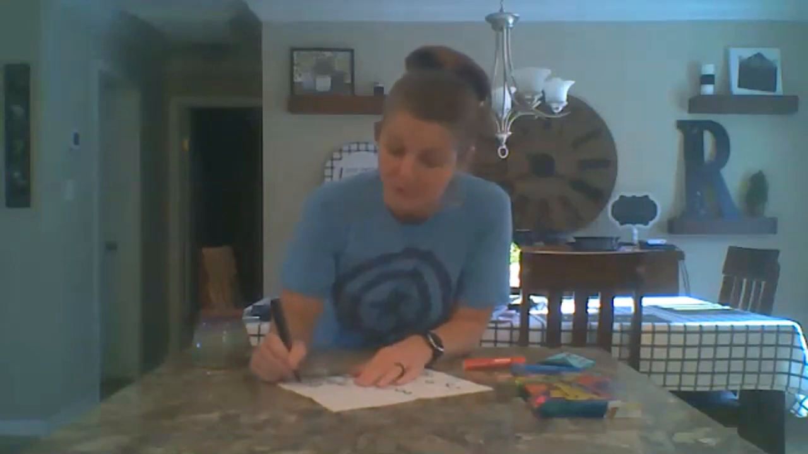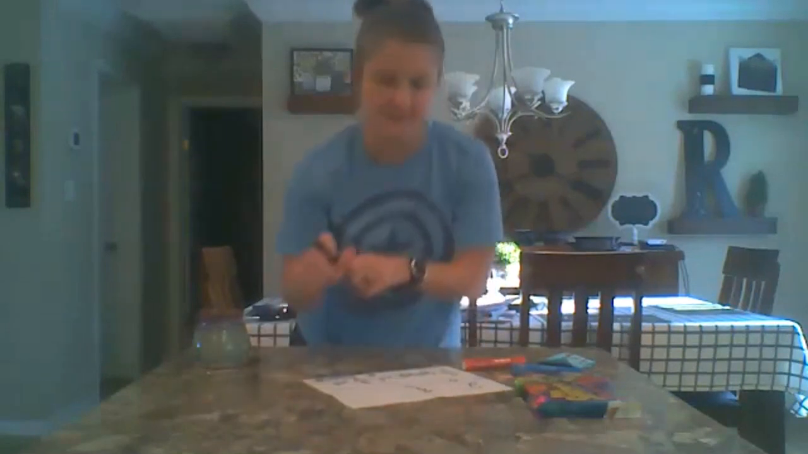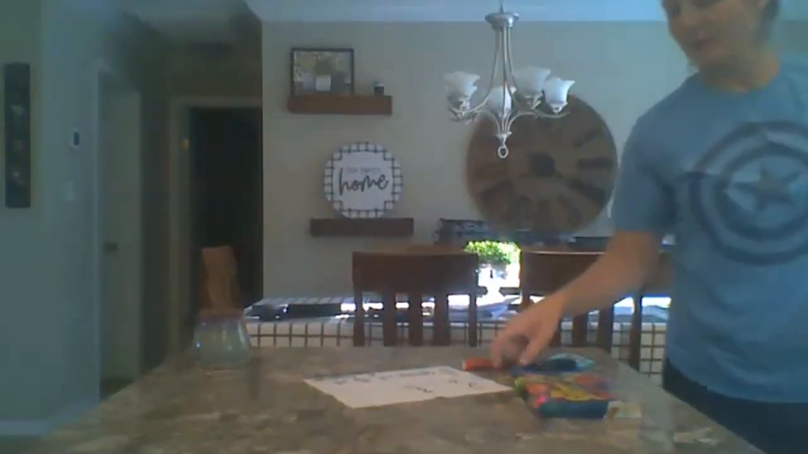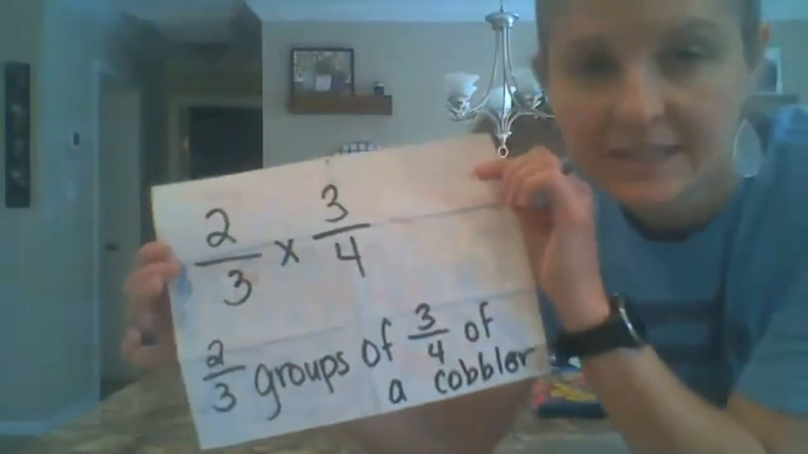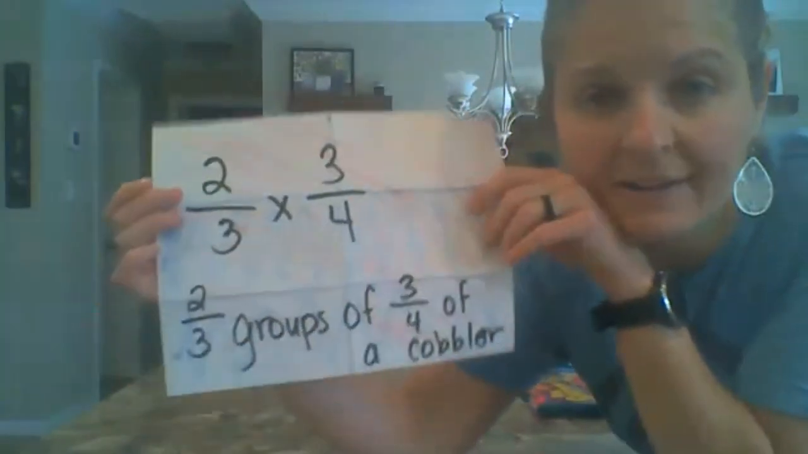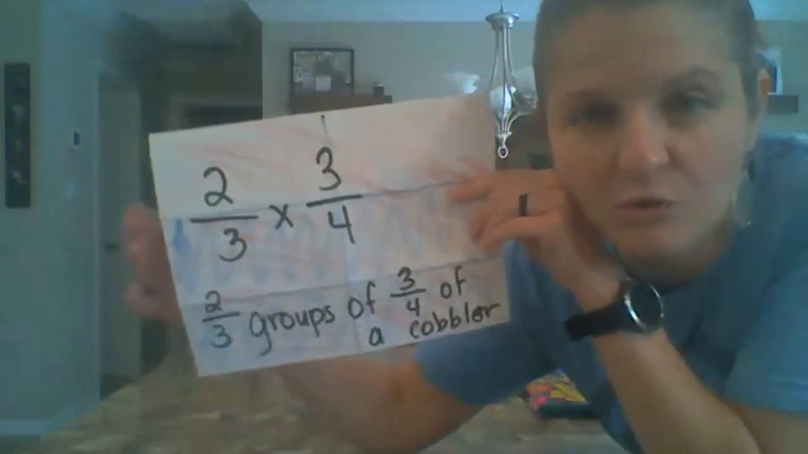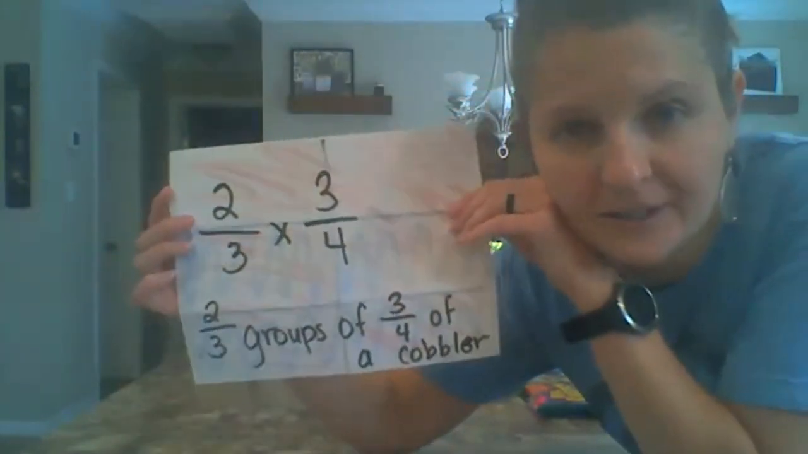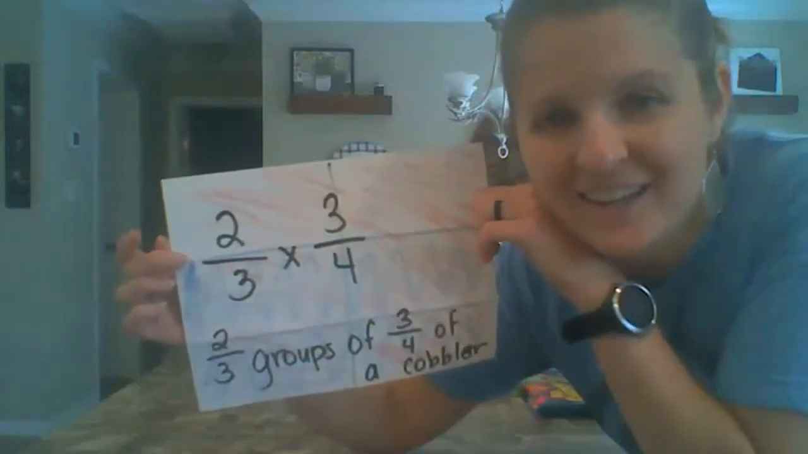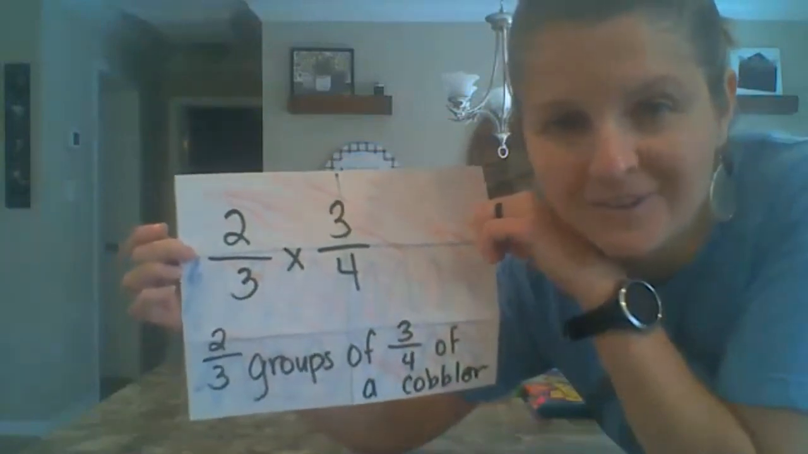All right, so your problem is this. The problem is 2/3 times 3/4. You can think about it like this. You have 3/4 of a cobbler, and I want to know what 2/3 of a group of that cobbler would look like. So 2/3 groups of 3/4 of a cobbler, okay?